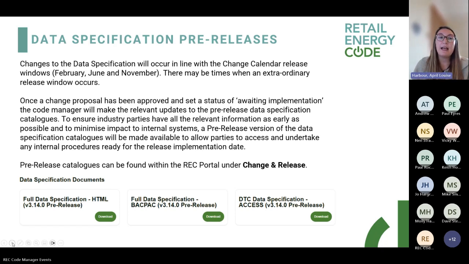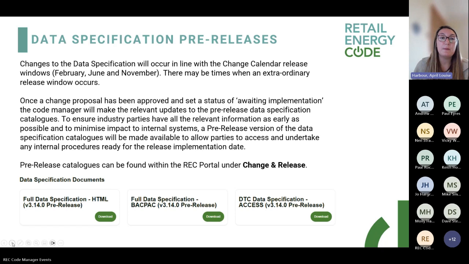So once a change has been progressed through the necessary governance and has reached an approved state, it can then be included within a release. Changes to the data specification will occur in line with the change calendar release windows. Generally, these are February, June, and November. There may be some occasions when an extraordinary release window is required, and these will be communicated out.